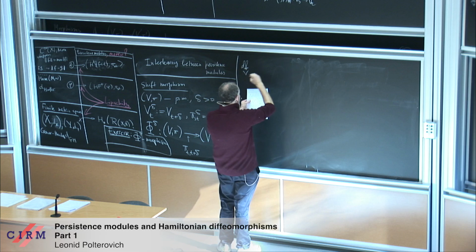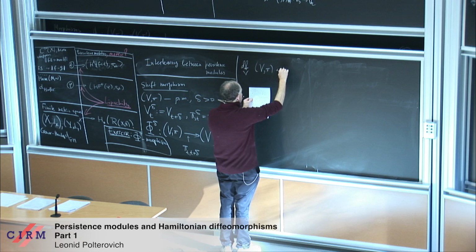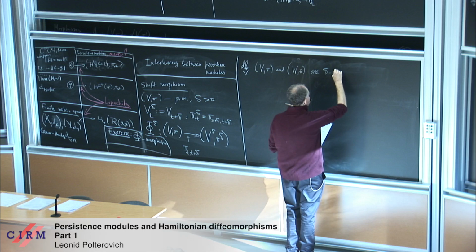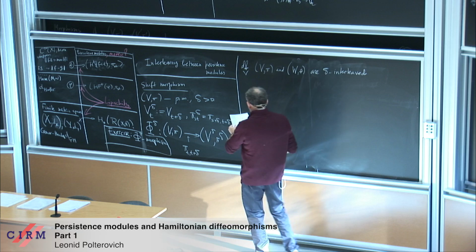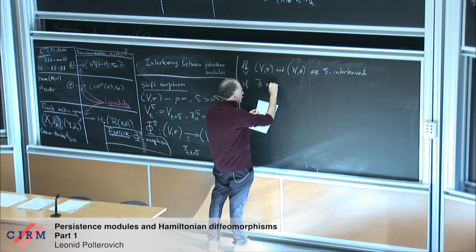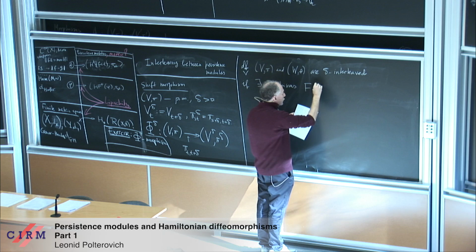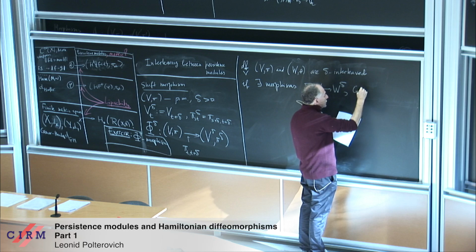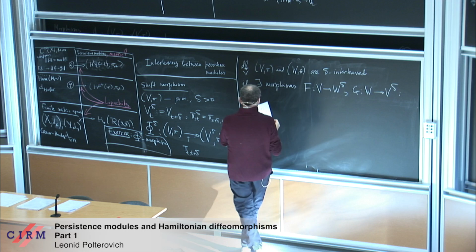V pi and W theta are delta interleaved if there exist morphisms F from V to shifted W, and G from W to shifted V, so that the following diagrams hold. So you have V, F, W delta.